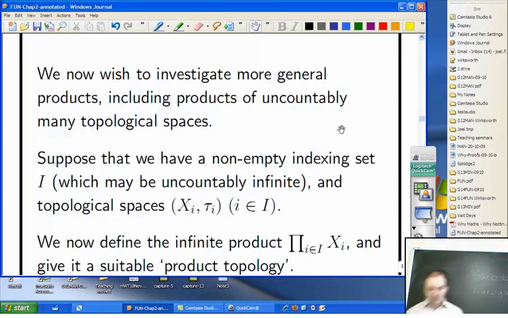So this stuff about infinite products is actually really important. It is pretty much at the base of the theory of commutative Banach algebras that we'll do at the end of the module.